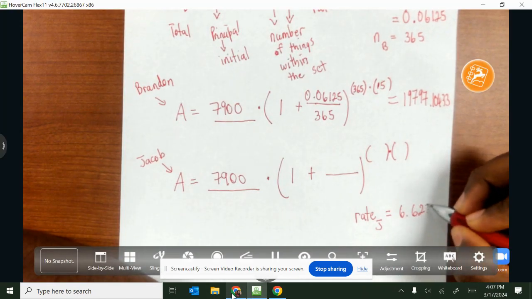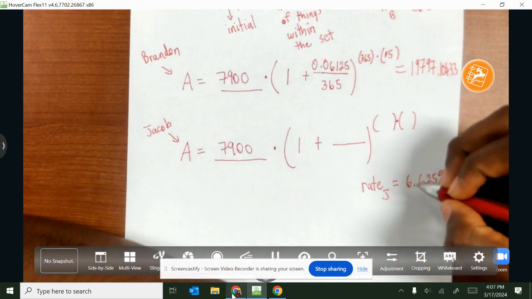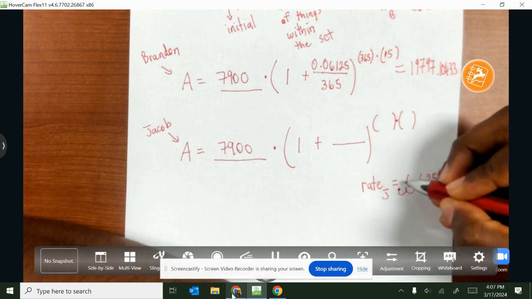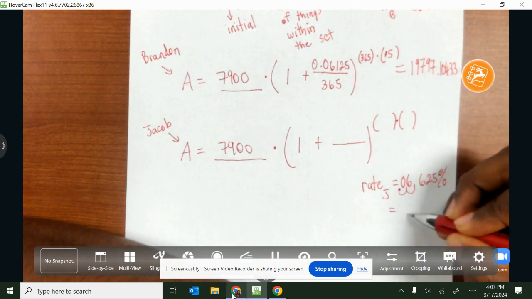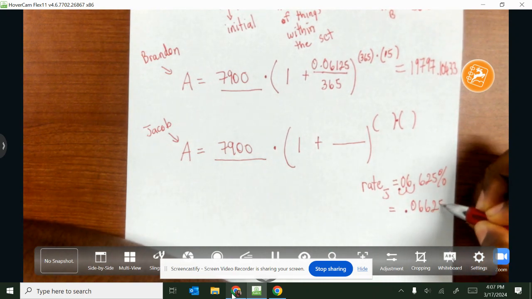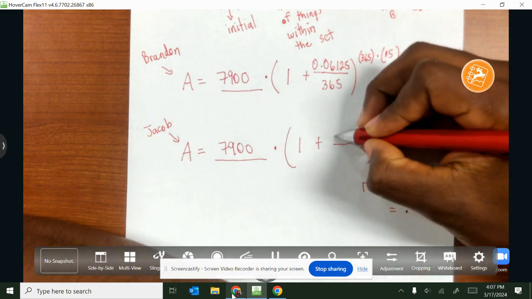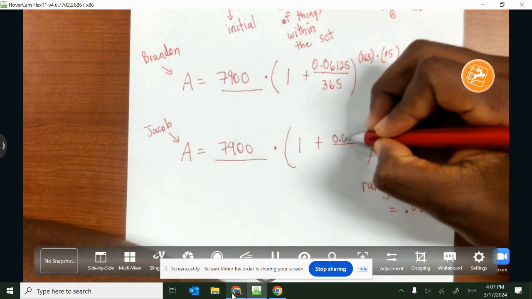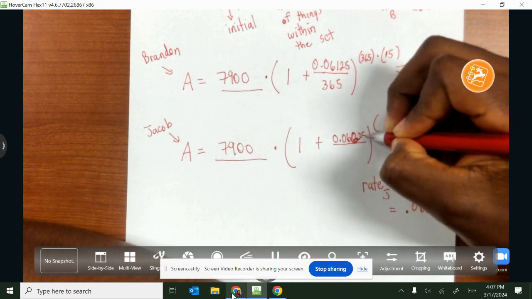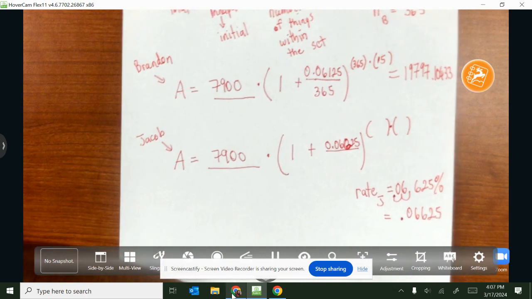Okay, but that's a percent. I need to get a decimal, so I'm gonna move the point 2 times to the left like Beyonce. I see a space here, so I can use 0 as a placeholder to give me 0.06625, as a decimal. And that's what my rate would be, 0.06625. So now we're going to try to find out the n.